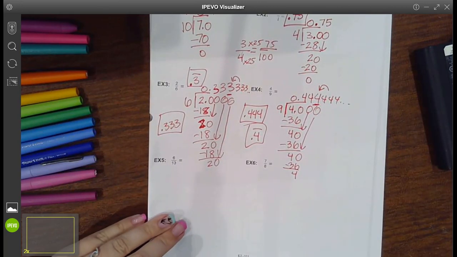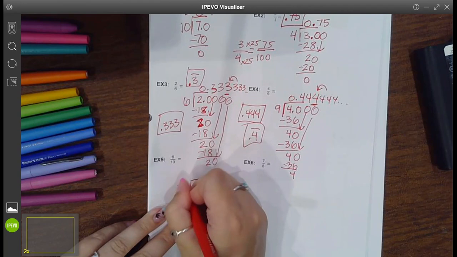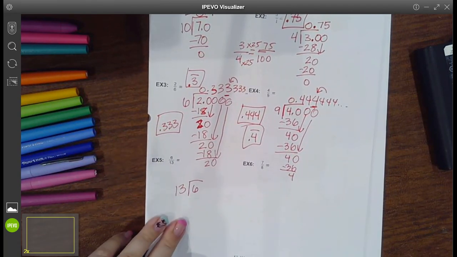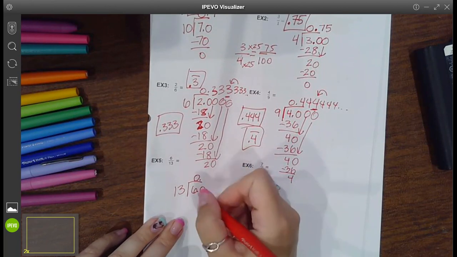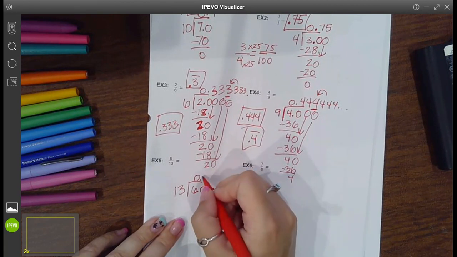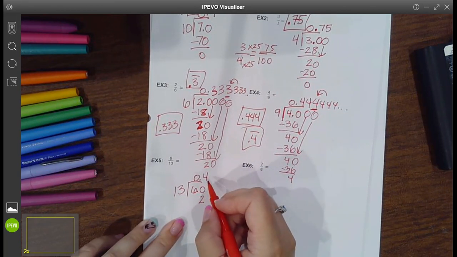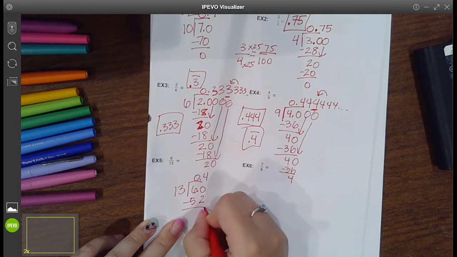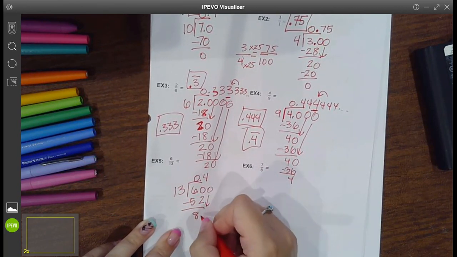Okay, next one. If you haven't tried one yourself, why not try this one? Okay, 13 can't go into 6, so you add a decimal and a 0. 13 goes into 60 how many times? What do you think? Okay, well, 13 times 5 is 65, so let's try times 4. That's 52. Subtract that, I get 8. That's less than what I divided by, so I'm good to keep going.